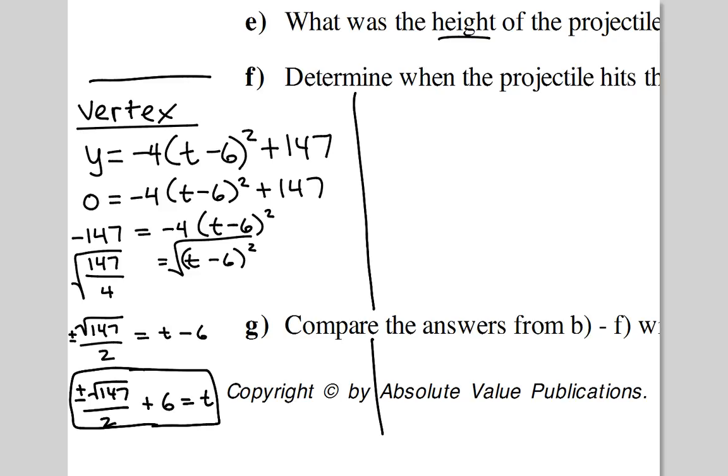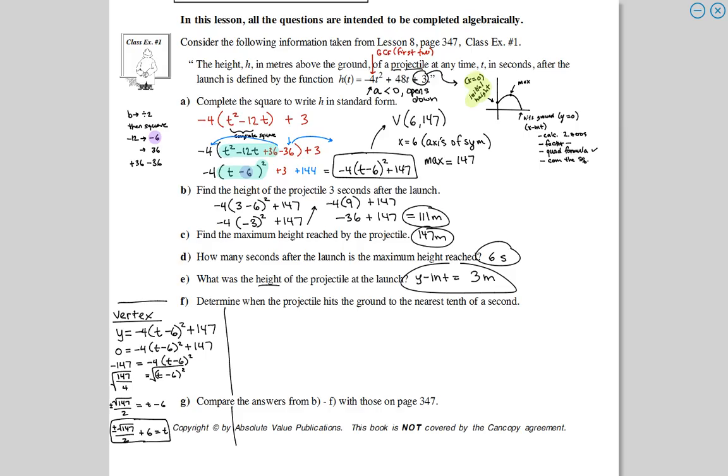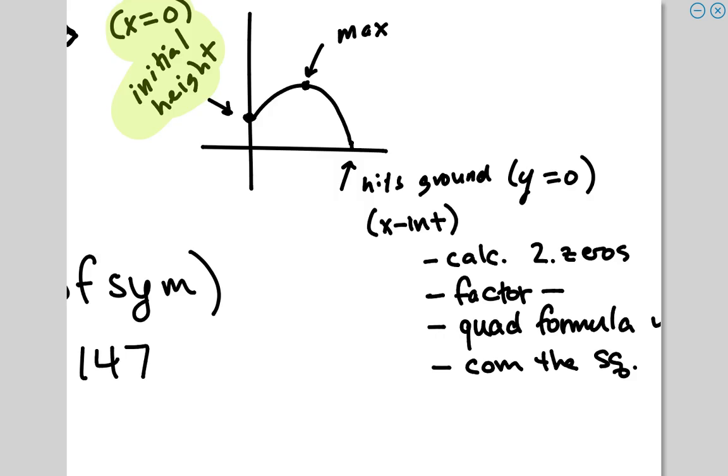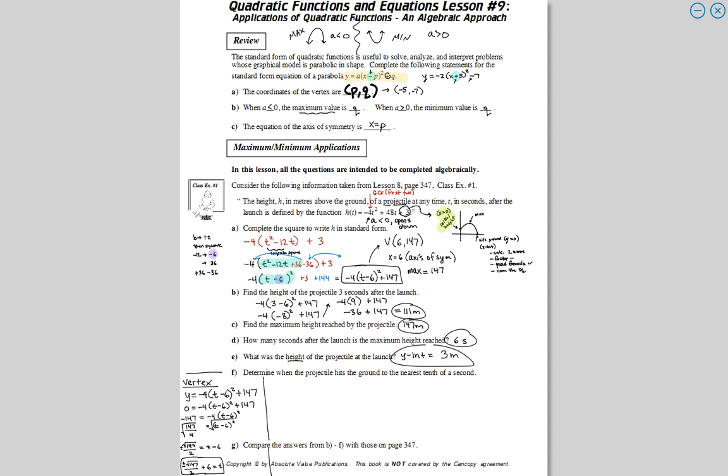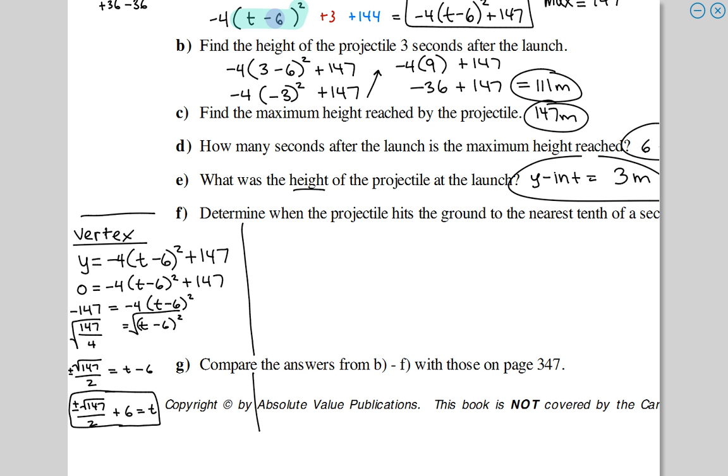Of those 2 answers, which one would you take? You'd have to take the positive one, right? You wouldn't be falling into a negative time, right? So be mindful of what your answers are actually giving you. Probably an easier way to do it would just be the quad formula.